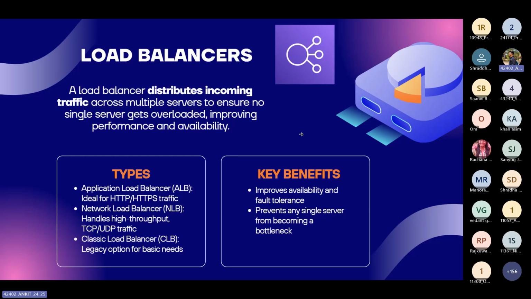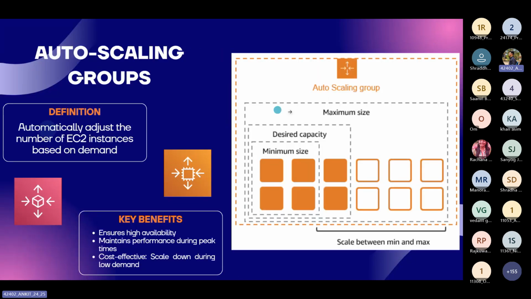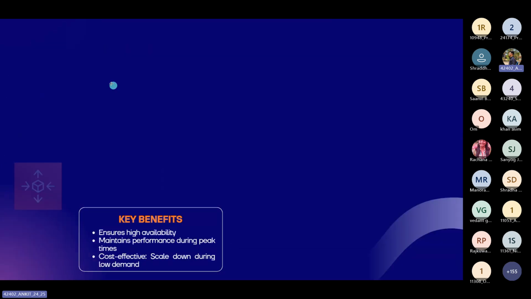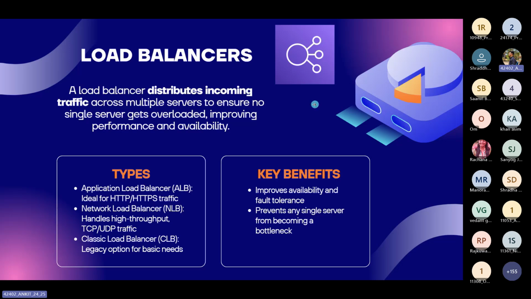So the simple definition is right in front of you. It distributes the incoming traffic across multiple servers to ensure no single server gets overloaded, improving performance and availability. You can refer to it as a subset of auto scaling groups. So auto scaling groups work basically on the principle of using these load balancers. So they use load balancers to increase or decrease the number of instances based on the demand. So they distribute the incoming network traffic across multiple instances to ensure no single server becomes overwhelmed.